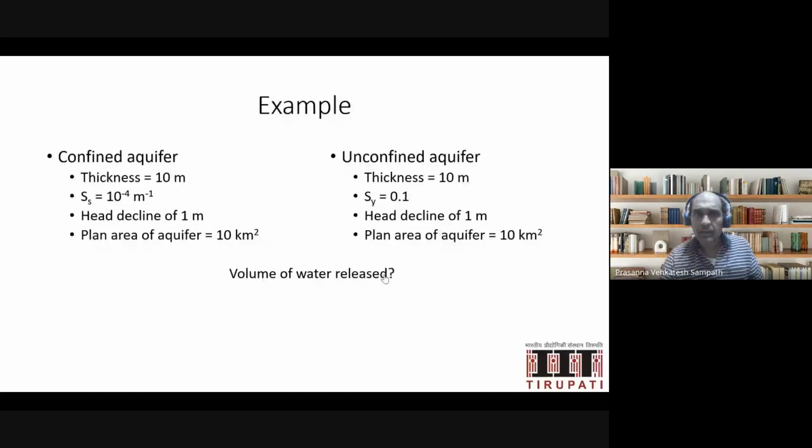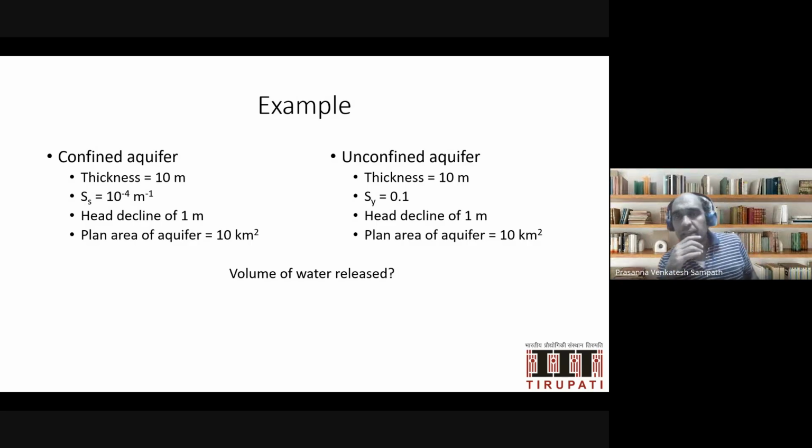Okay, is it visible again? Yes, sir. The unconfined aquifer has a thickness of 10 meters, has a specific yield of 0.1, 10%. There's a head decline in the entire aquifer. Now, this is a little bit of an exaggeration. Heads don't decline uniformly throughout the entire aquifer, but for the purposes of this problem, let's assume that the head is declining uniformly over the entire aquifer. The head decline is of about 1 meter. The plan area of the aquifer is 10 kilometers square. How much water is released in the case of the unconfined aquifer?